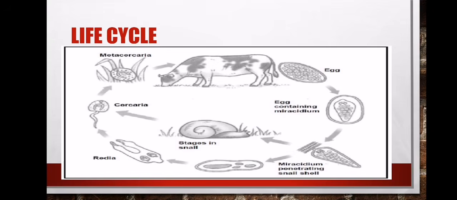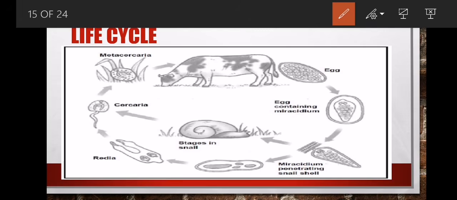Let's look at it this way, people. I think it will be very easy for us to understand. What we have here is the liver. From the bile duct, the liver releases the egg cells.